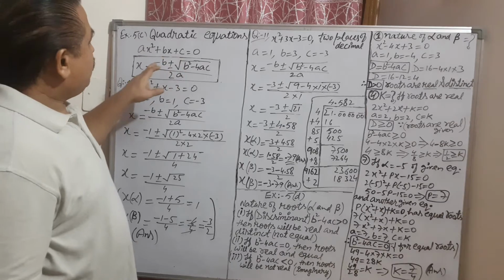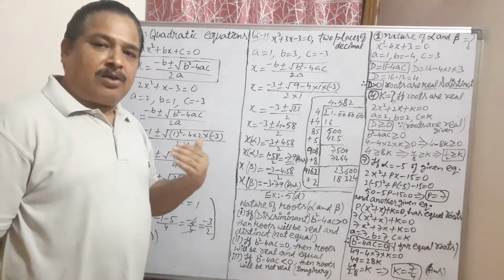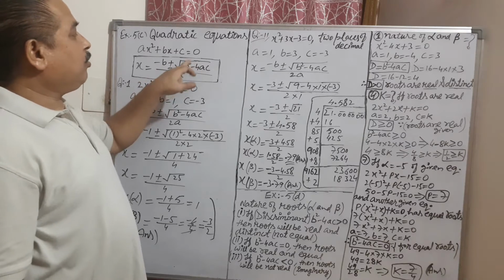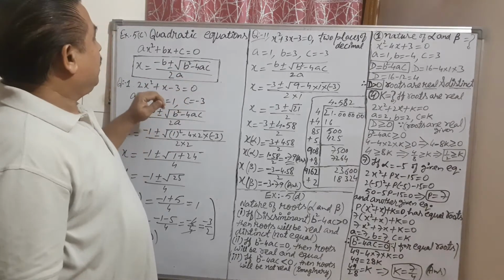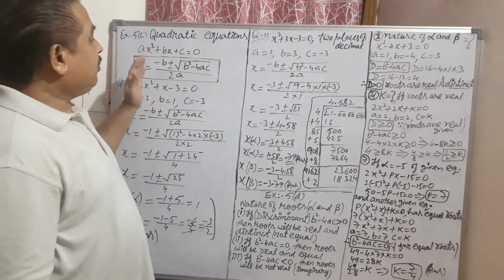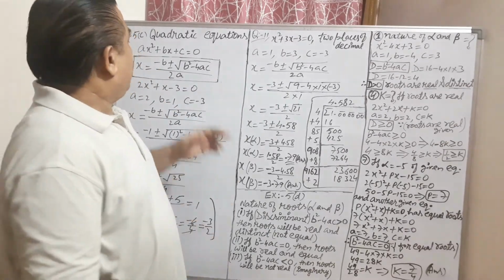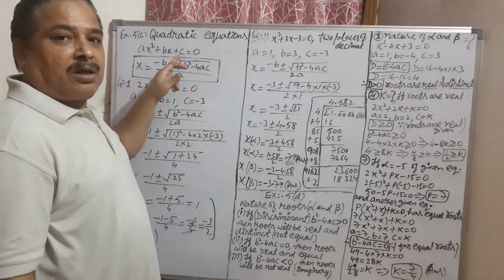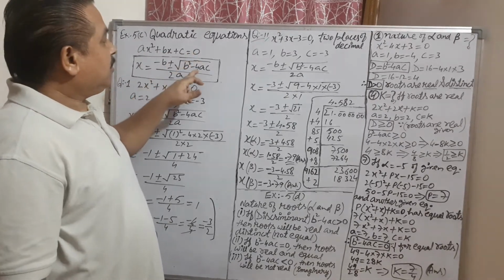From this quadratic equation, how can we calculate the value of x? This is the formula: minus b plus minus under root b square minus 4ac upon 2a. What are a, b and c? Actually these are the coefficients. The x square coefficient is a, the x coefficient is b, and the number without x is c.